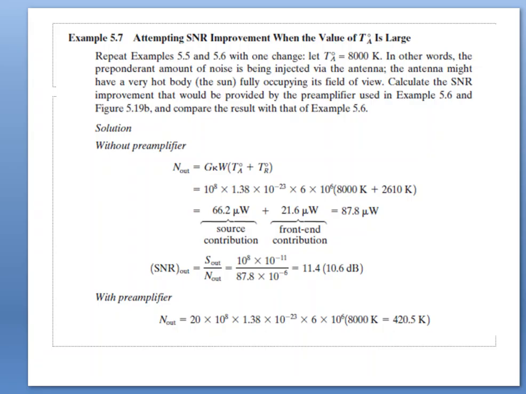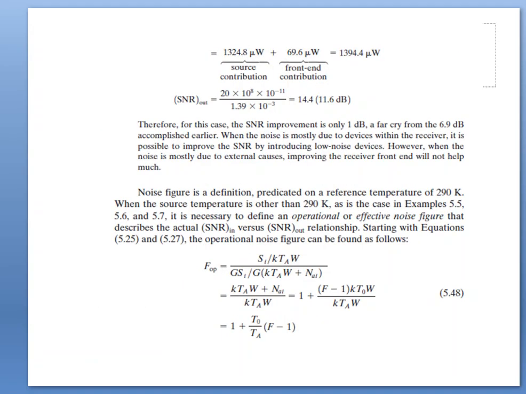N out you will get 20 into 10 to the power of 8 into 1.38 into 10 to the power of minus 23 into 10 into 10 to the power of minus 6. You will get the source contribution as 1324.8 and front end contribution as 69.6. Total is 1394.4 microwatt. And now SNR is equal to 14.4. Therefore, in this case, the SNR improves only 1 dB, a far cry from the 16.9 dB accomplished earlier.